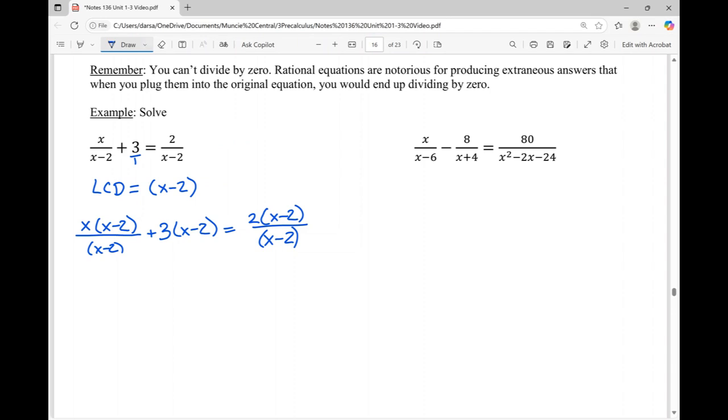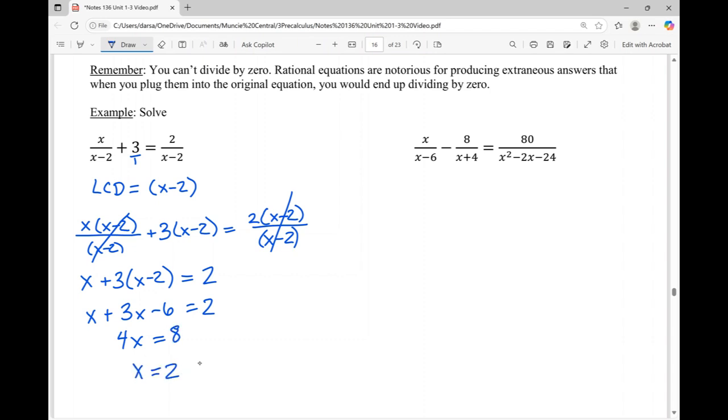All right, continuing on, we can see there is an x minus 2 in the numerator and the denominator, and those both divide out to 1. So what do we have left? We have x plus 3 times x minus 2 is equal to 2. So we have x plus 3x minus 6 is equal to 2. So 4x will be equal to 8. So our final answer here is x equals 2.